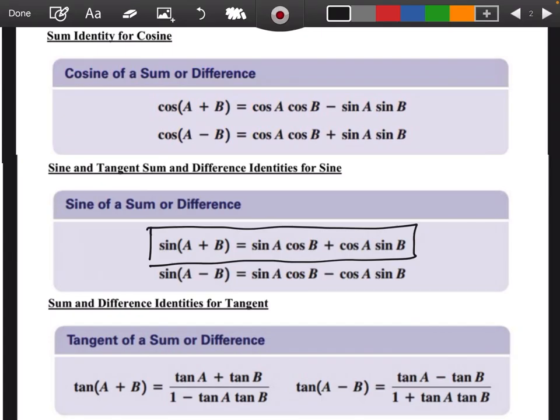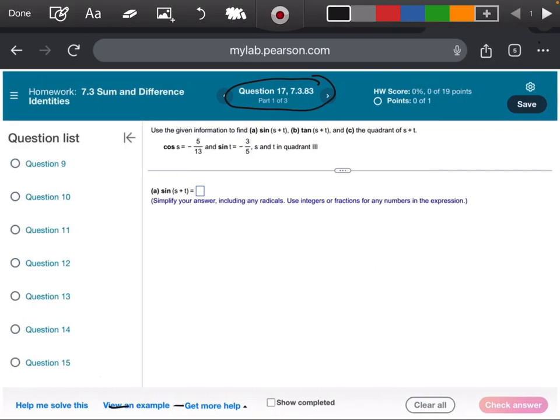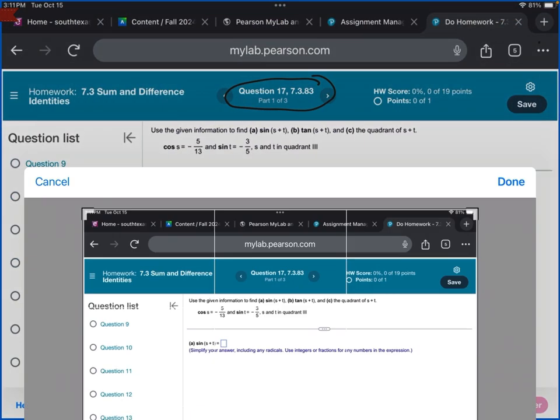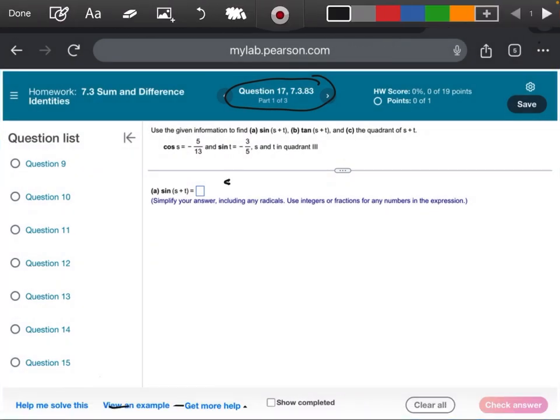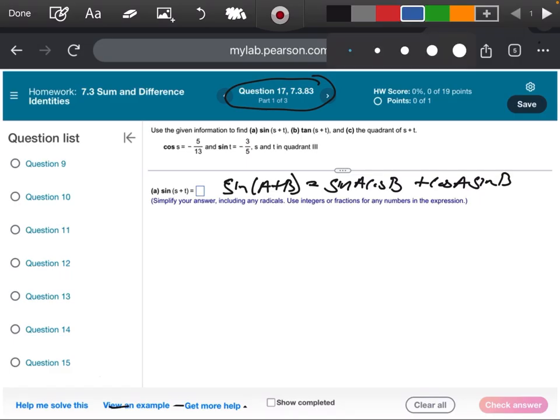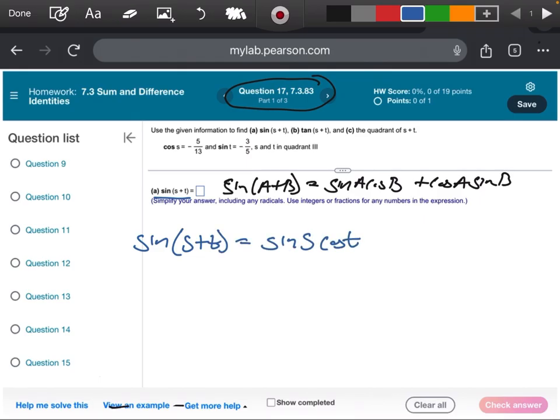Sine of a plus b is equal to sine of a cosine b plus cosine a sine b. Okay, sine of a plus b is the sine of a cosine of b plus the cosine of a sine of b. So I'm going to apply that same principle to this. So the sine of s plus t is sine of s cosine of t, plus the cosine of s and the sine of t, okay?